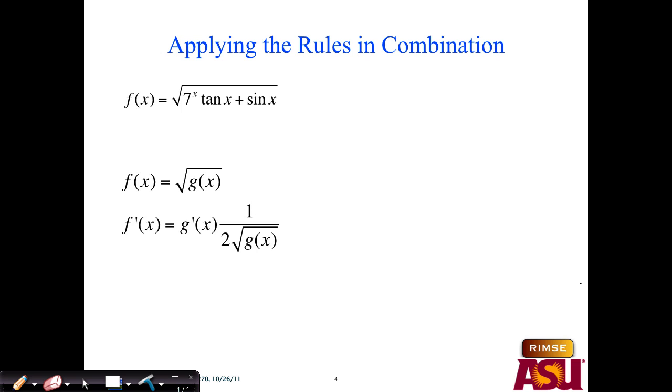Now, I just randomly picked the name g of x. There's no reason you would call that g of x just automatically, but whatever you want to call this stuff underneath, that expression with the sine and the tangent and the 7, all that stuff is g of x. So this is what my derivative rule is going to look like overall. G of x, I've just kind of assigned to that.